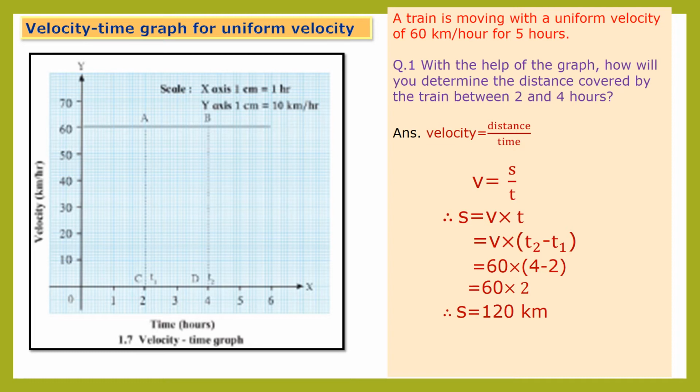So velocity V is common for both, that is for 2 hours and 4 hours. So that will be 60 into (T2 minus T1), meaning 4 minus 2, that is the time. 4 minus 2 is 2. So 60 into 2 will be 120 kilometer. So the distance covered by the train between 2 and 4 hours will be 120 kilometer.